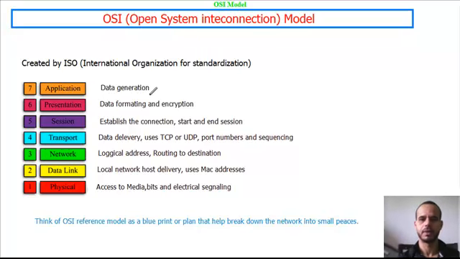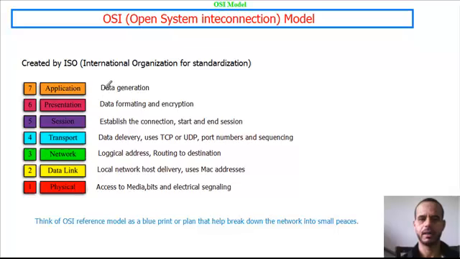Hello and welcome. In this video we will walk through the OSI model, the Open System Interconnection model. The OSI is created by the ISO, International Organization for Standardization, and is built on 7 layers, starting from the application, the presentation, session, transport, network, and data link, and ending with the physical layer, which is the bottom layer.